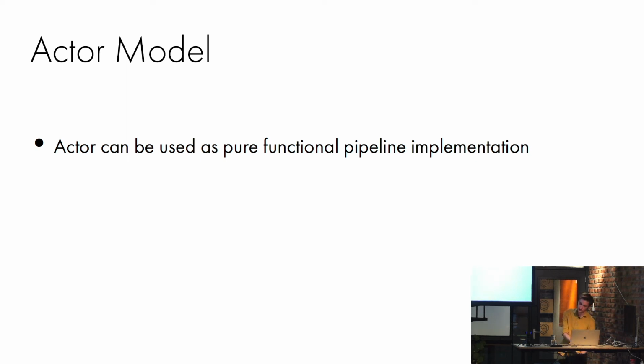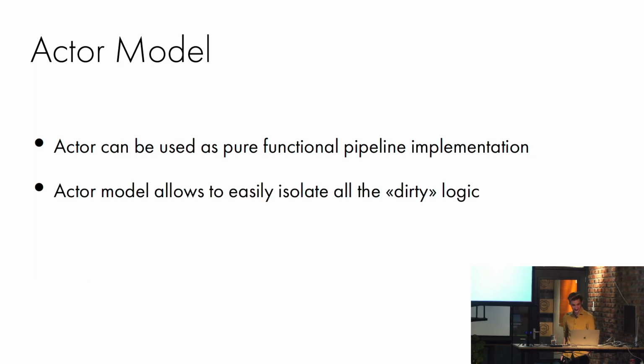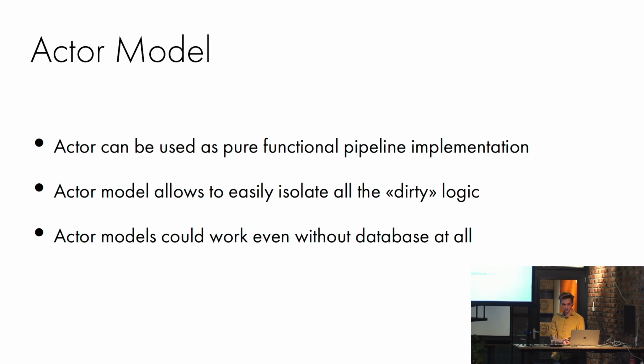Understanding of that is pretty important when you do actor model, because you can make very efficient actors. If you do not put side effects in your actor just because you can, well, you can make it pretty scalable, pretty fast, and pretty easy testable. Another thing is that actor model allows to easily isolate all the dirty logic. So yeah, practically I explained why. And also the fun thing, I don't know if you know it or not, but actually actor model could work even without database at all.